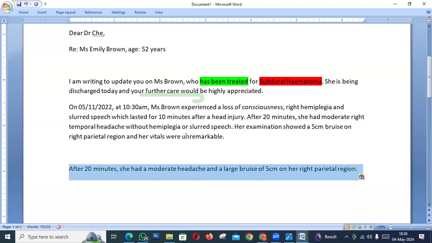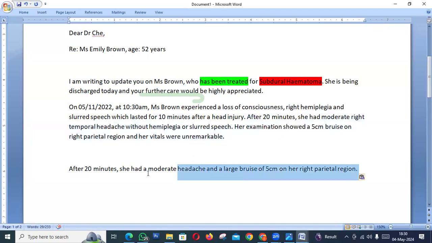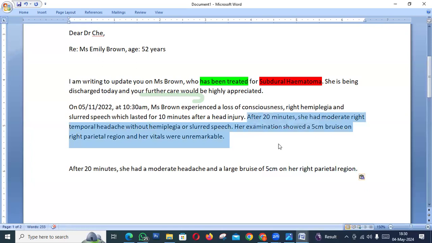If you see, here 19 words and here we have 29 words, so we have 10 words less here. But if you write like this, it is also not wrong. After 20 minutes, she had moderate right temporal headache without hemiplegia or slurred speech. Her examination showed a 5 centimeter bruise on her parietal region, and her vitals were normal. Okay. Any question? Anyone want to mention anything?